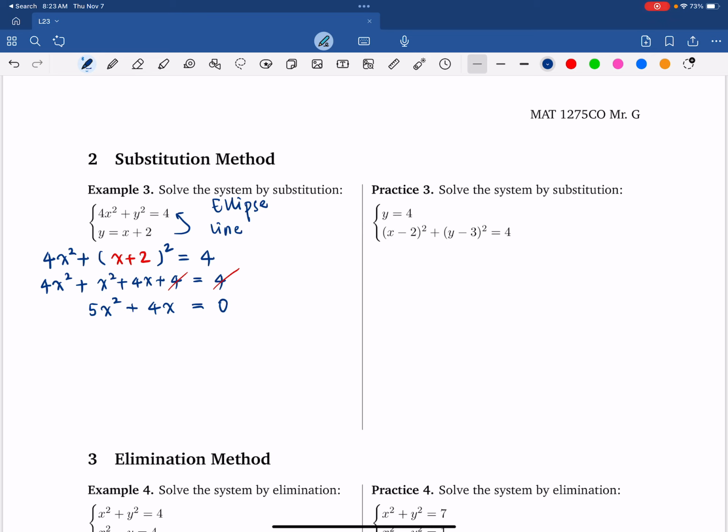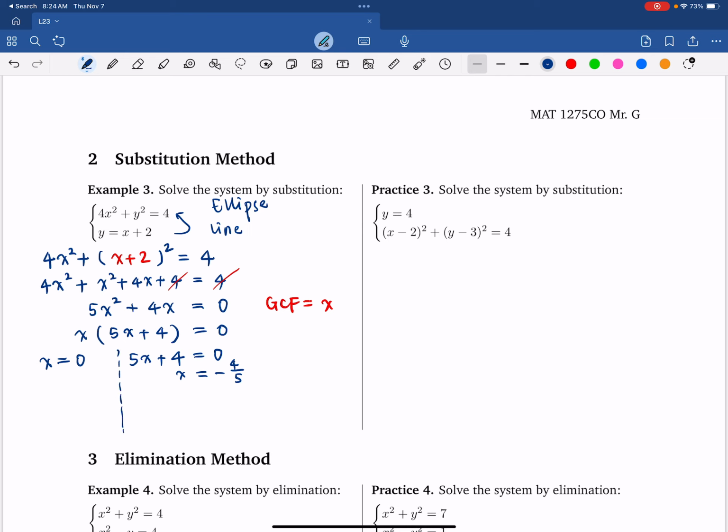And this equation is best solved by factoring. I'm going to take out a GCF. There is a GCF right here, which is x. You take out x, and then you will have 5x plus 4 equals 0. This is a 0 product. By the 0 product property, each of them could be 0. So your x could be 0. Your 5x plus 4 could be 0. For the first one, it's already solved, so we don't need to do anything. For the second one, if we solve for x, you will get x is -4 over 5.